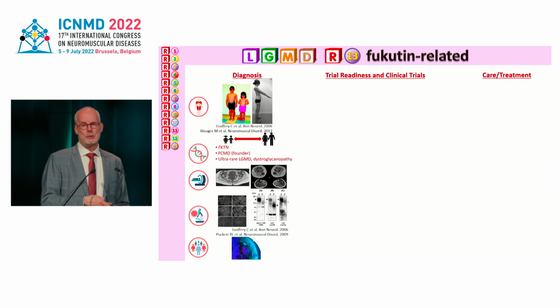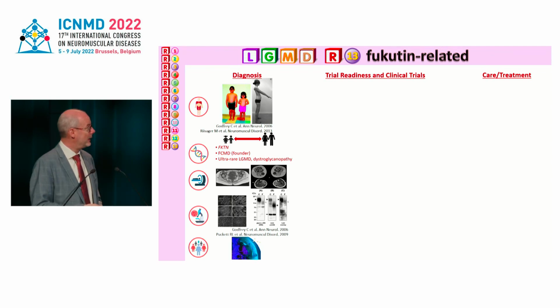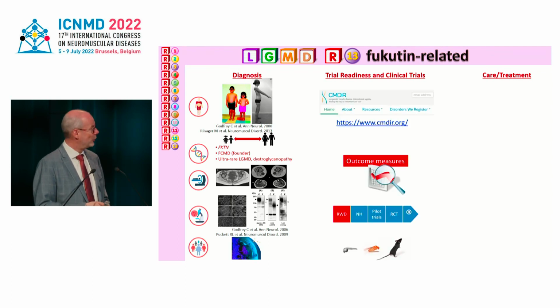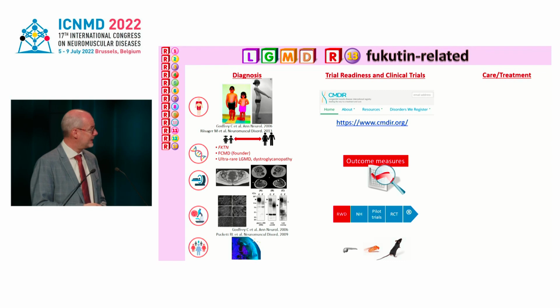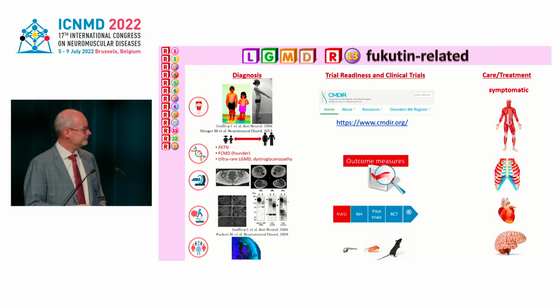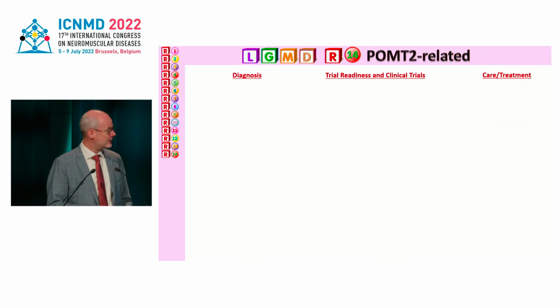It's a Golgi resident glycosyltransferase as well, Fukutin. And in terms of patient organizations, the CMD-IR would register patients with gene defects in Fukutin, but we haven't really done any outcome measures or natural history studies in the limb girdle phenotype. As with the other dystroglycanopathies, you have to also look at the brain and the heart in these patients.